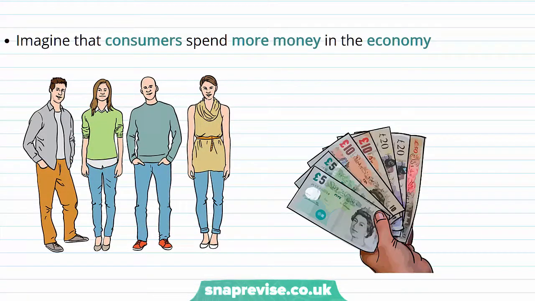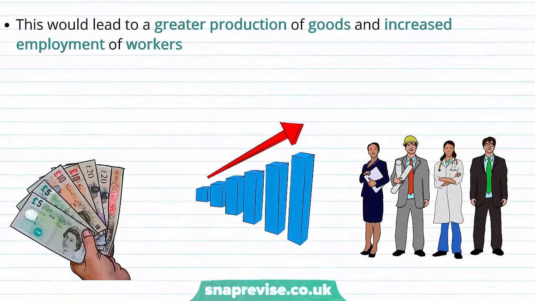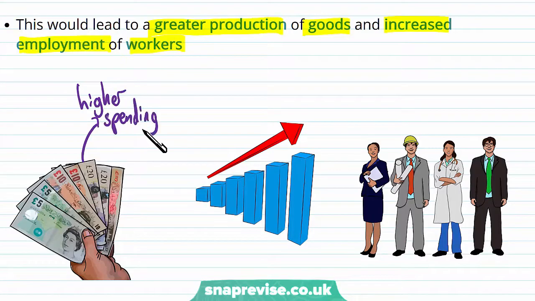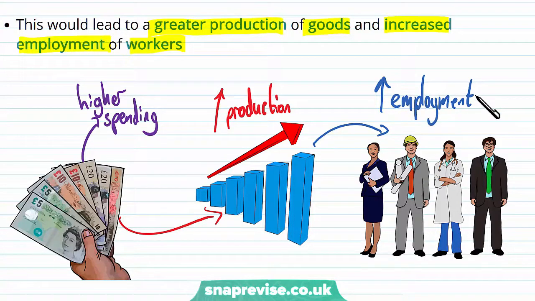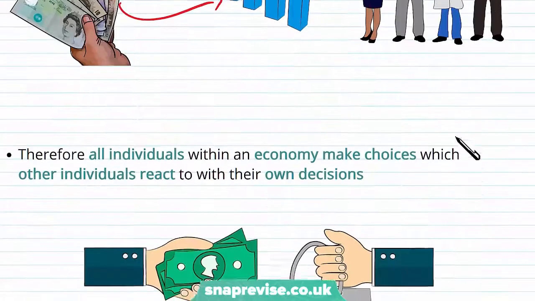So let's imagine that consumers spend more money in the economy. This would lead to a greater production of goods and increased employment of workers. So we have higher spending as the start of our chain of events. And in response to this, we're going to see an increased amount of production. And therefore, the firms are going to increase the number of people that they employ. So we can see how we've had one initial effect where there is more consumer spending, and this has impacted the economy in a much wider sense.